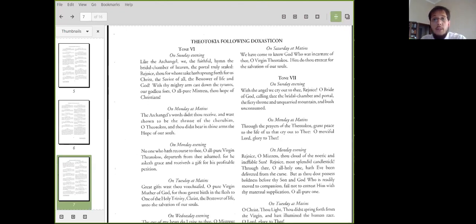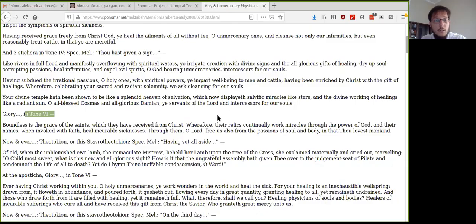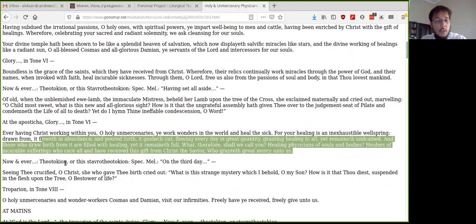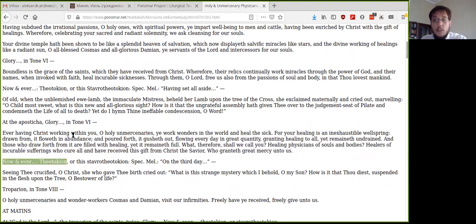Okay. So if we take a look at the particular service we were working with for the Holy Unmercenaries Cosmas and Damian, you could see here that we also have Stichira at the Apostica, glory in the 6th tone. So they're going to also need a Theotokion. Now, because the tone of the doxasticon of the Apostica is 6, and the tone of the doxasticon at Lord I Have Cried is 6, they're going to take the same Theotokion from Appendix 2, which, I mean, it's kind of strange, but yeah, it happens. What can you do?